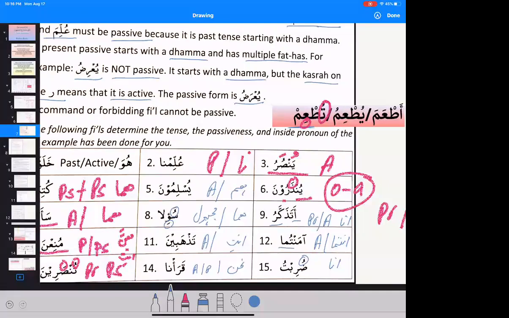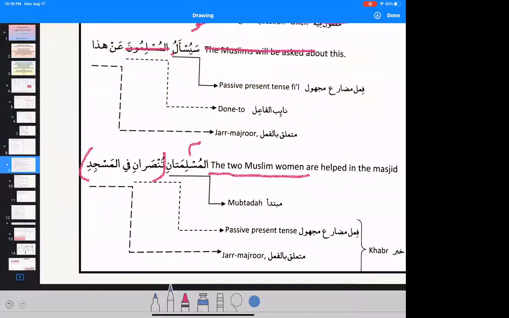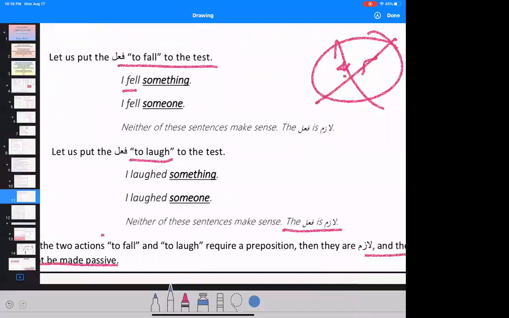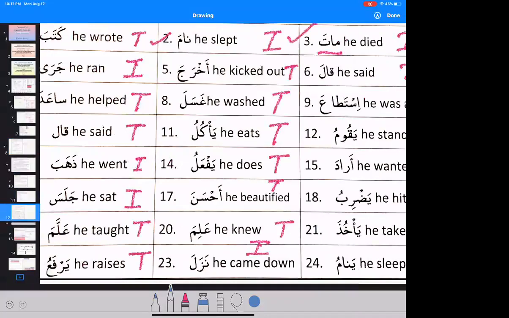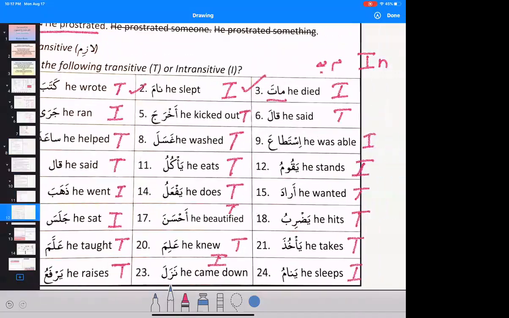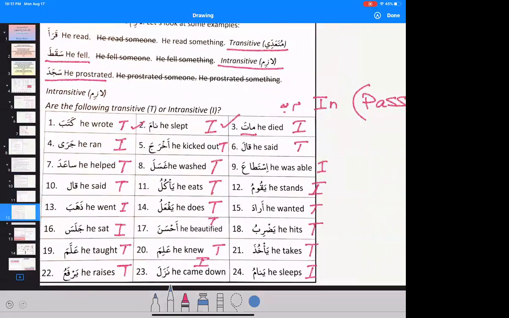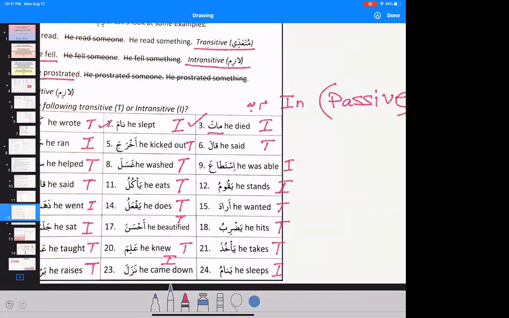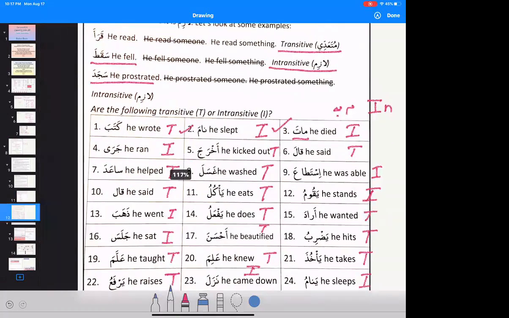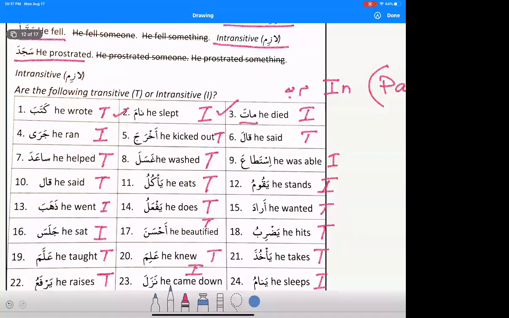Okay, so what else do we have? Let's do these ones. Now, Qala. You are going to test if the verb is transitive or intransitive. How are we going to test? You're going to put right after it something or someone. So Qala, he said something or someone.